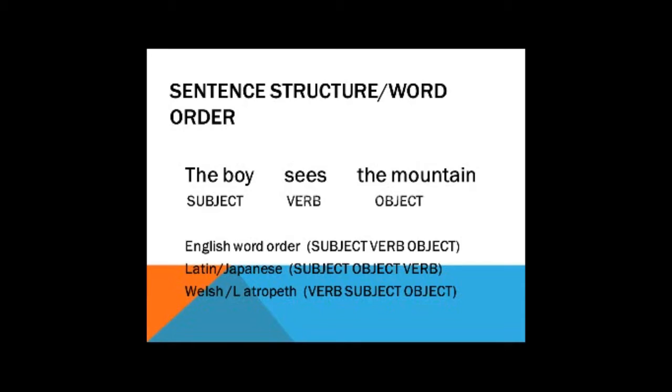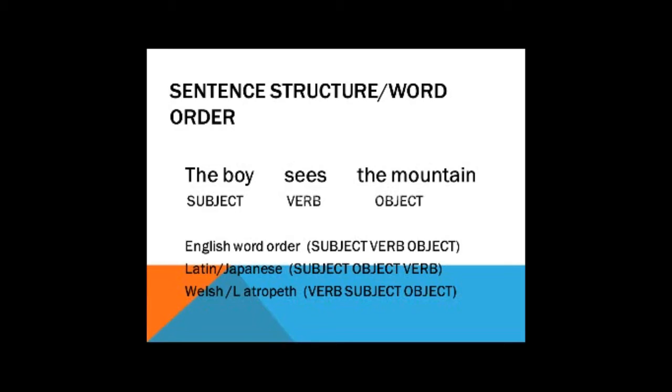Now if you look at the word order of English, you're going to see that it's predominantly subject, verb, object, and many other languages have this as the predominant word order. And there are also a lot of languages for which the predominant word order is subject, object, verb. So these are verb final languages. Examples would be Latin or Japanese.